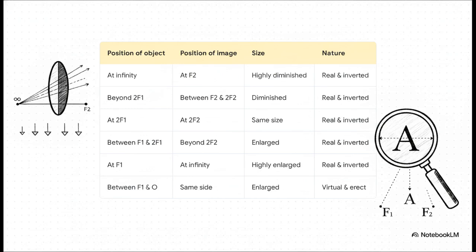And here is the coolest part. If you move the object incredibly close, like between the focus and the optical center, the light rays actually can't converge on the other side. Instead, they form an enlarged, virtual, and upright image on the same side. This, right here, is exactly how a magnifying glass works.